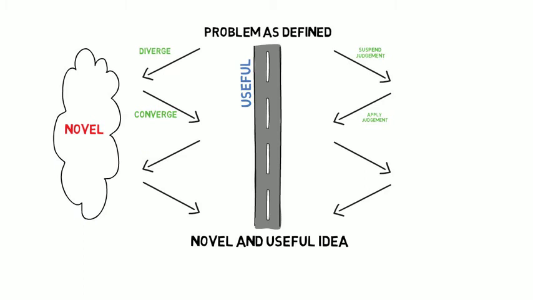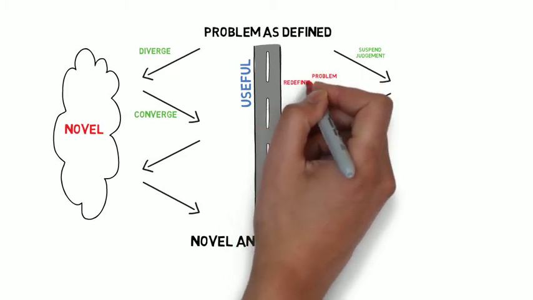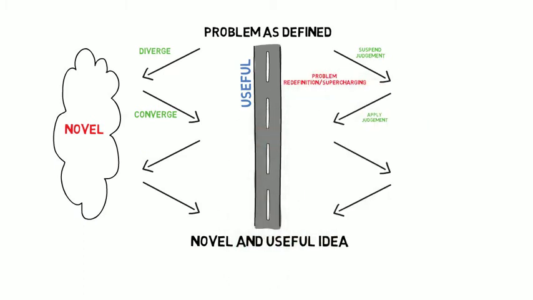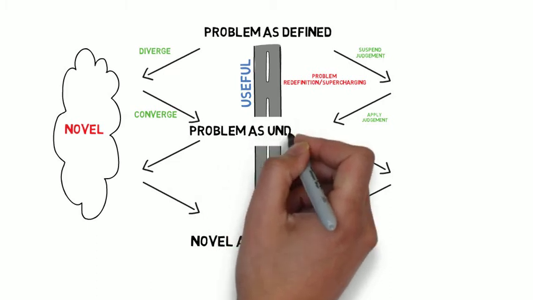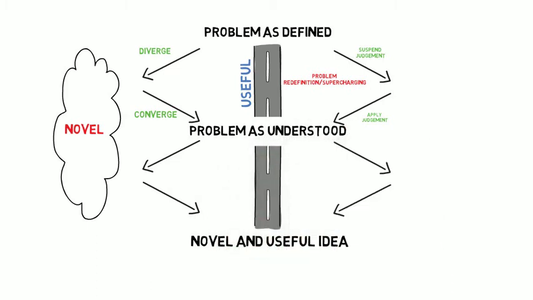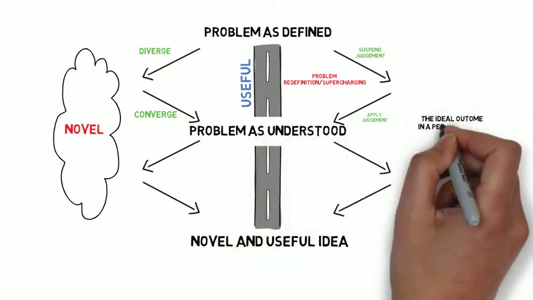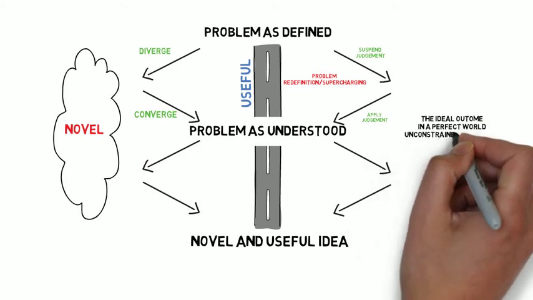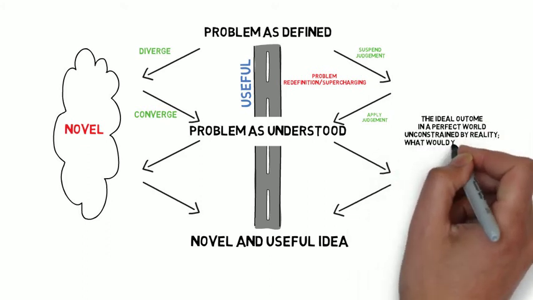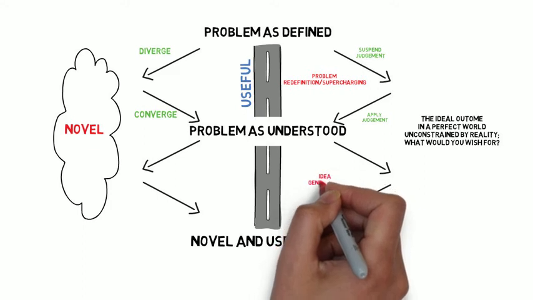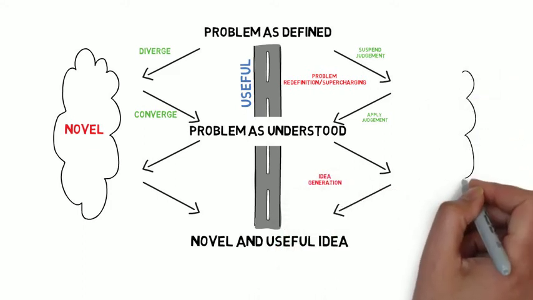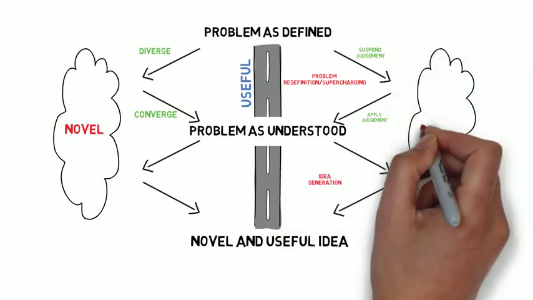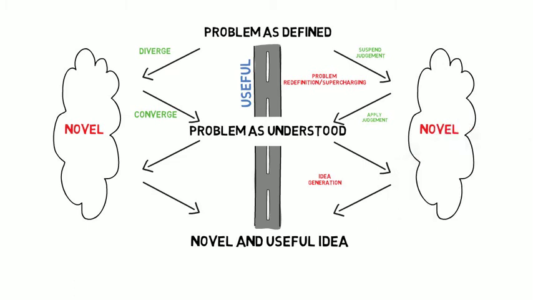And there are two cycles that we need to run through. The initial one associated with problem redefinition, which is effectively a supercharging process with regard to the problem definition, which converts it to what we refer to as the problem as understood. And this problem as understood is far more demanding than the problem as defined, effectively closing off that 6-lane superhighway, that useful superhighway through the idea generation process, such that the only way we can reach a solution is to diverge again, grab some more novelty, and then mix it with useful.